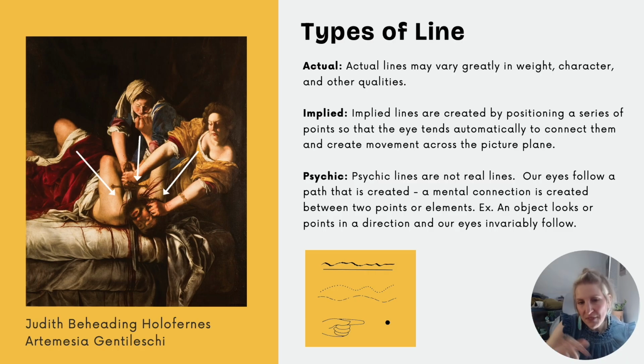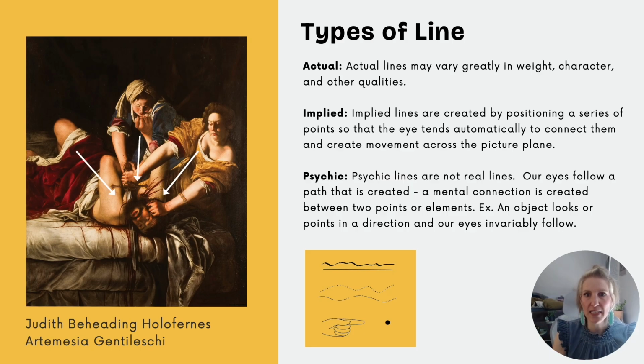So there's a few types of line we'll discuss. There's actual, implied, or psychic. Now, actual lines may vary greatly in weight, character, and other qualities. This is a line that you see. It's an actual line in that image to the left of my circle there. Those in that top row are two variations of actual lines.